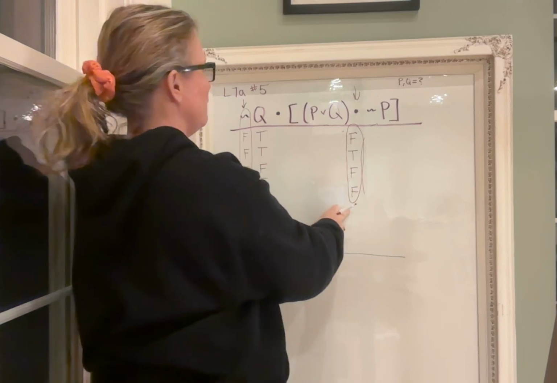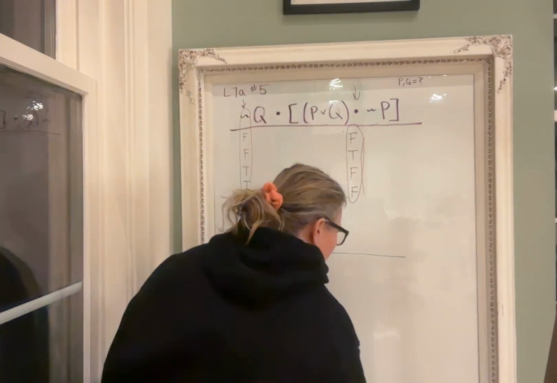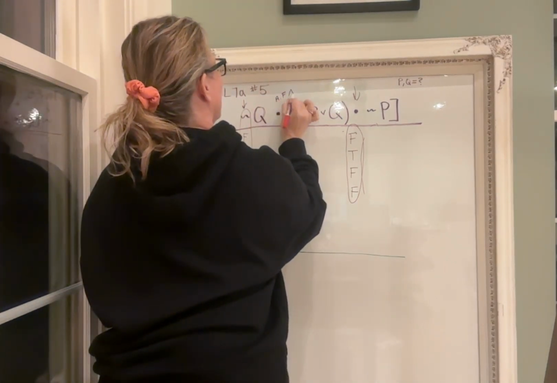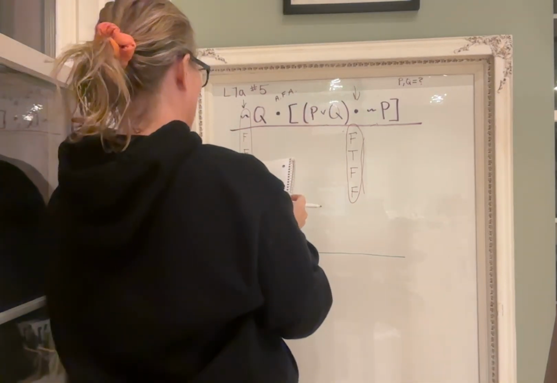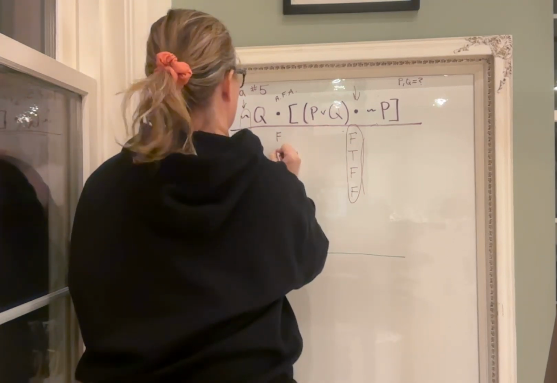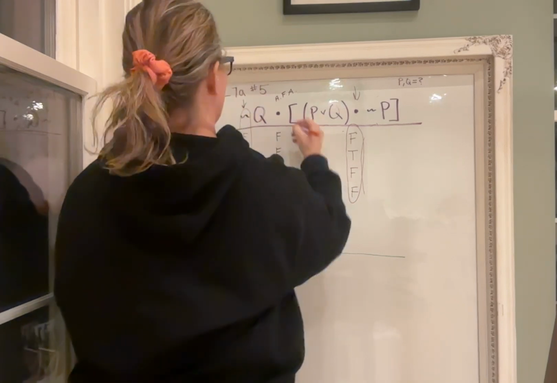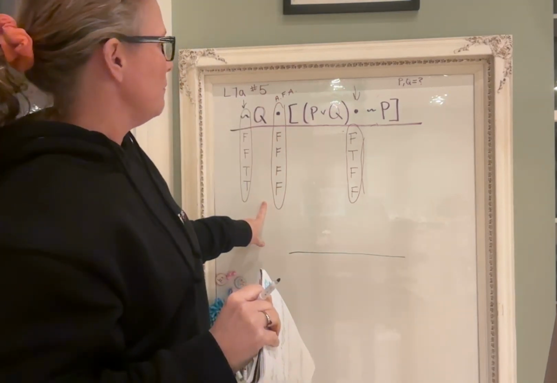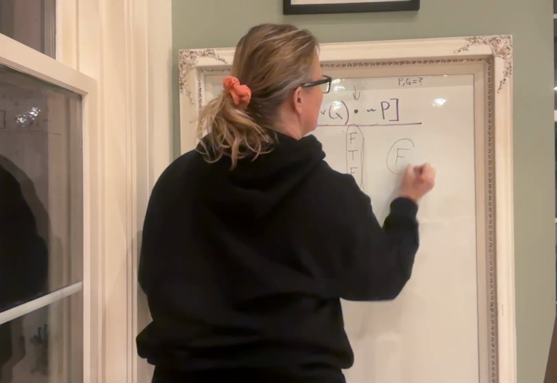So now I have false and false. And now this is going to be my absolute final answer, the absolute final answer of this problem. So for that row, for the AND, false and false is false. And this is false. This is false. And this is false. So for the absolute final answer, this is the column I look at, and my answer is going to be false.